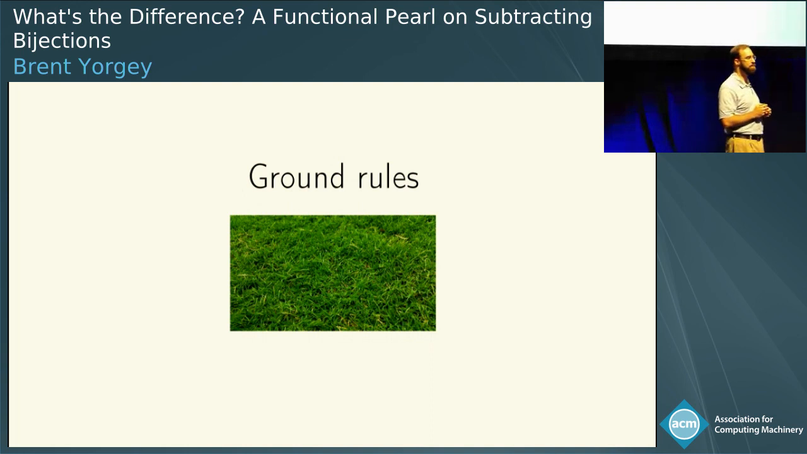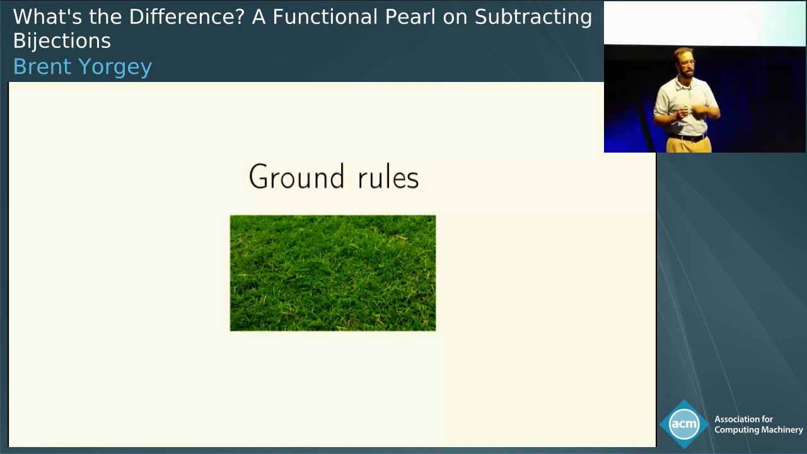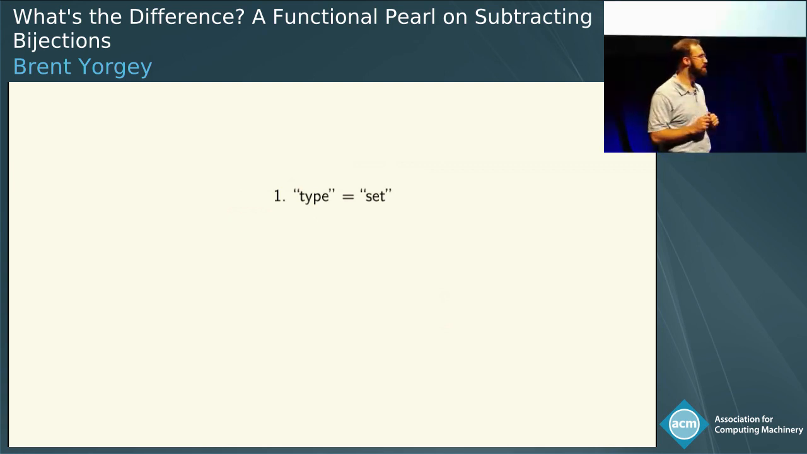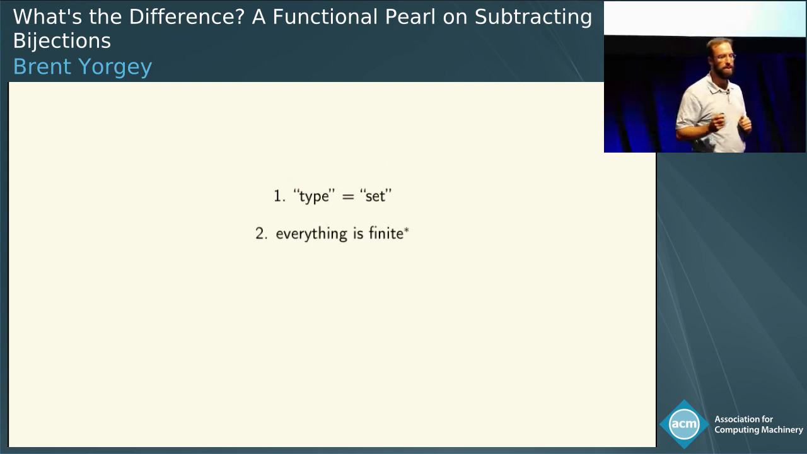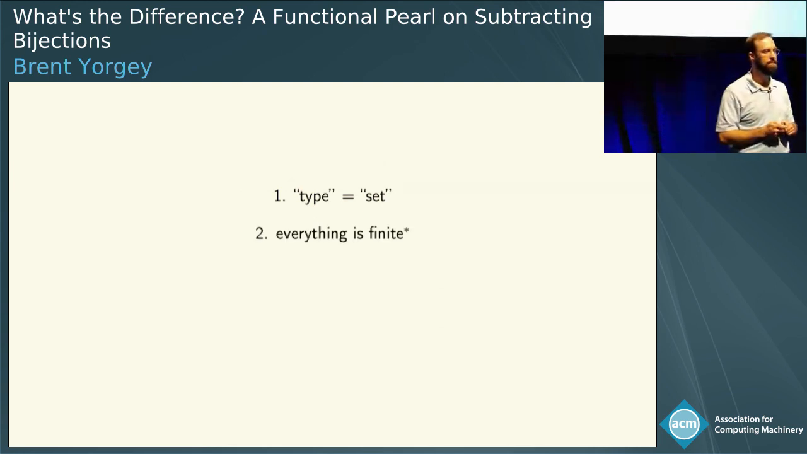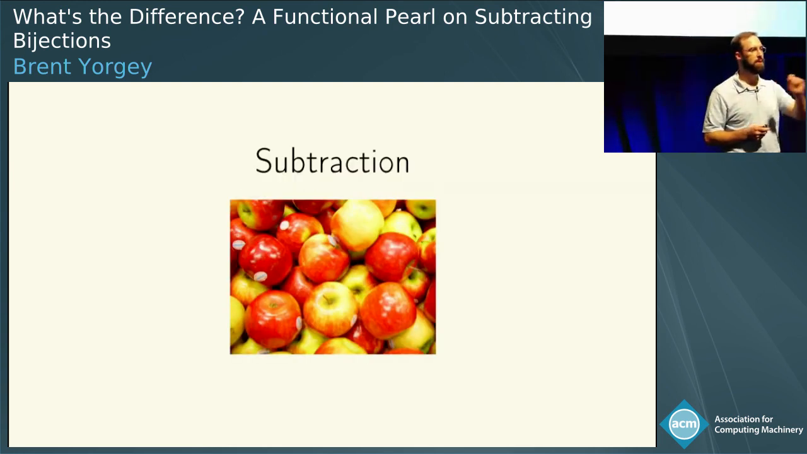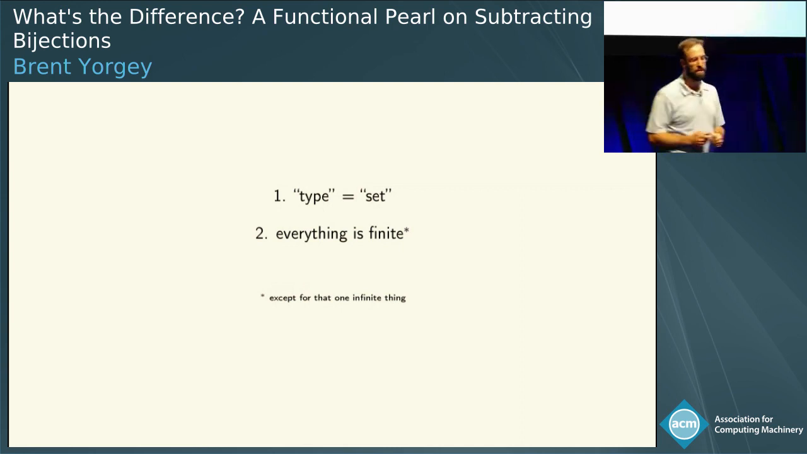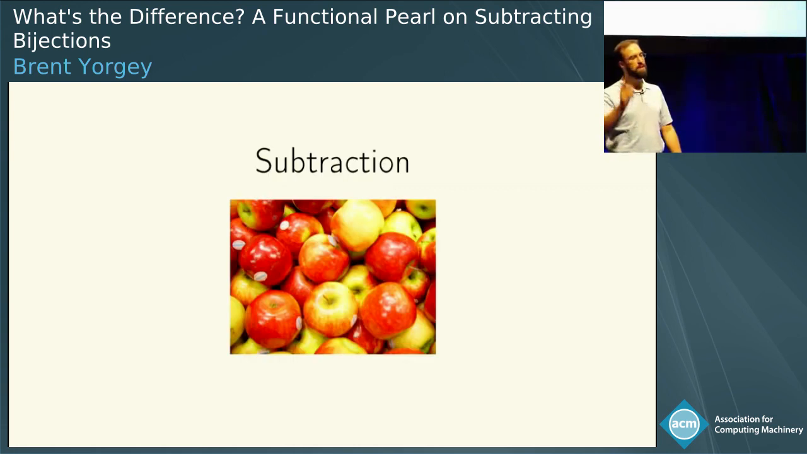Okay, so let me establish some ground rules for the rest of my talk. Types are the same as sets. I'm going to use those interchangeably. And also, everything is finite. Except for that, there's one little infinite thing at the end. After my talk, we can all go back to our happy world where sets really can be infinite, and types and sets are definitely not the same thing, but just for now. Okay, so let's talk about subtraction.